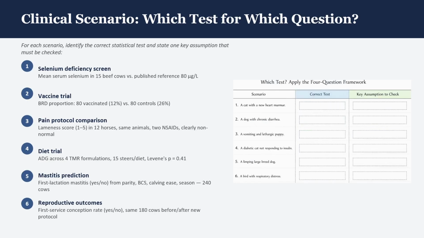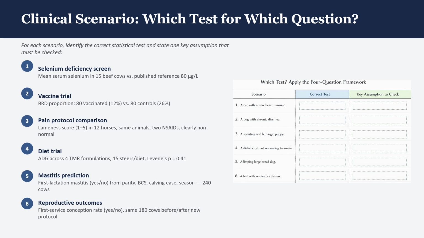Pause the video and work through the scenario using the 4-question framework. This is an applied application of everything in Talk 1. We'll then work through the answers together.